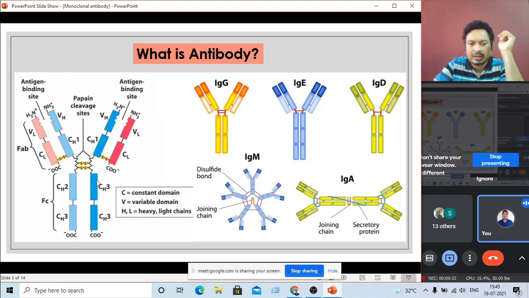So this long chain also has the same region. You can see constant region heavy chain, constant region heavy chain, constant region heavy chain, constant region heavy chain. Okay, so these are all constant regions. Only this part is called the variable region.